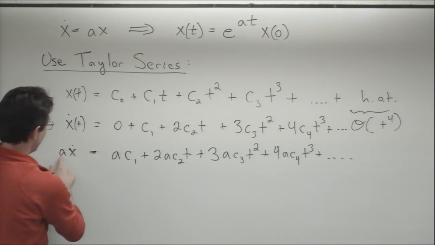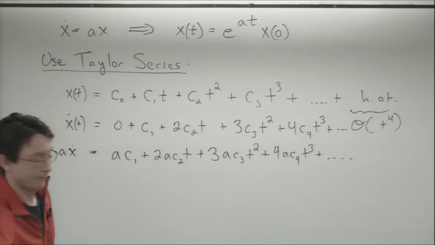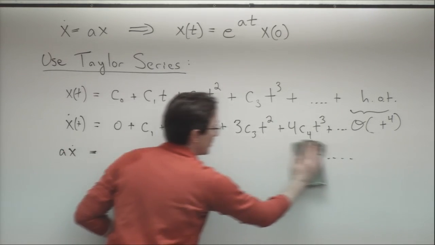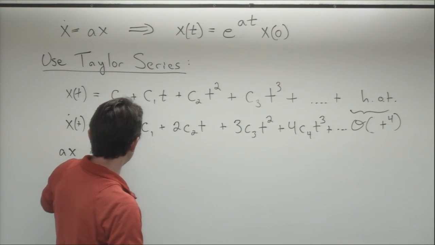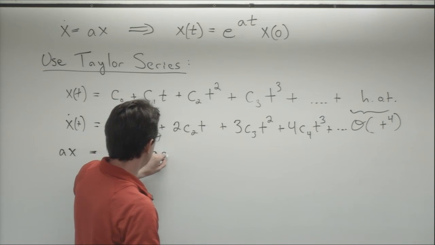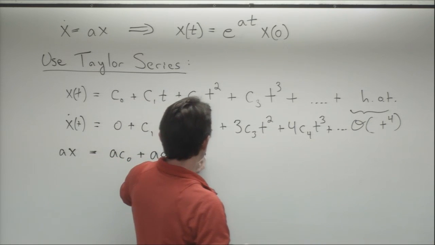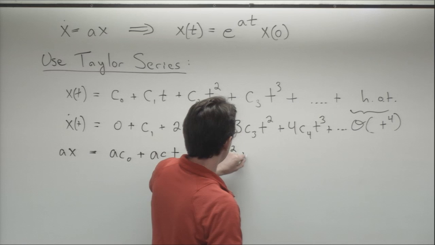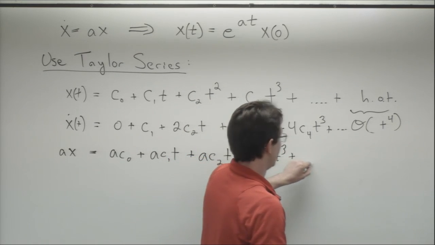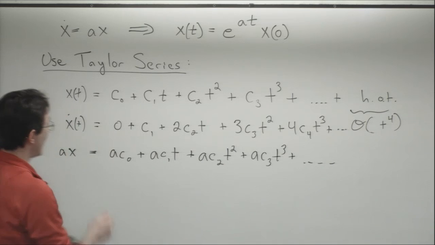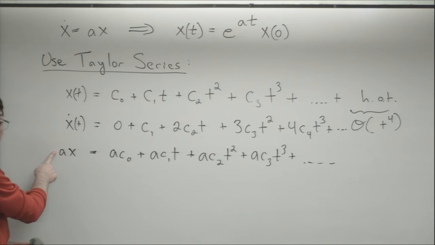Okay, I really should do A times x, not A times x dot, right? Let's try this one more time. A times x is just ac naught plus ac1t plus ac2t squared plus ac3t cubed plus ... That looks better. And now I want x dot to equal ax.